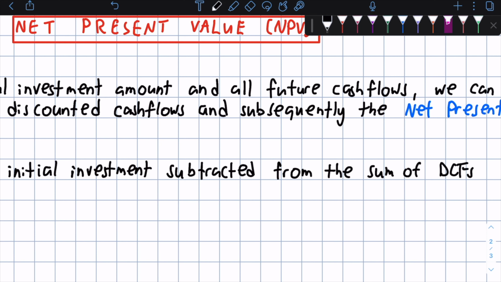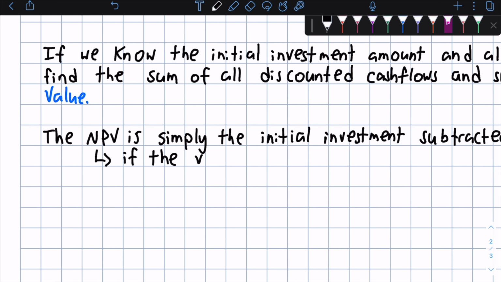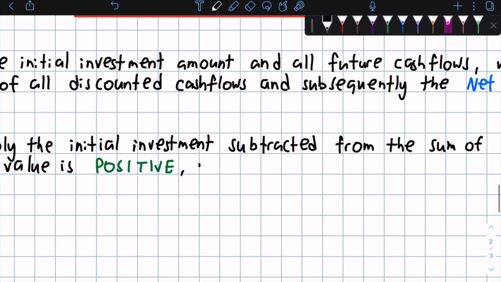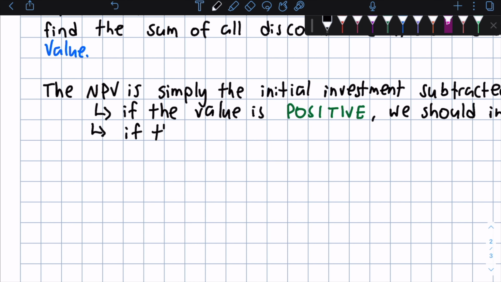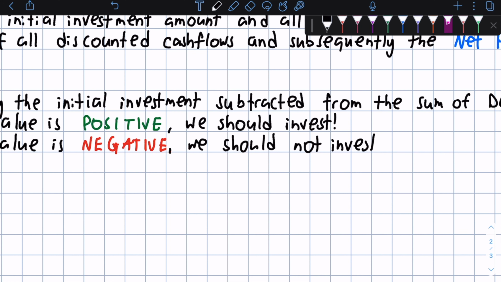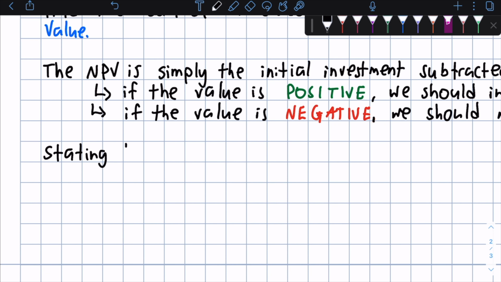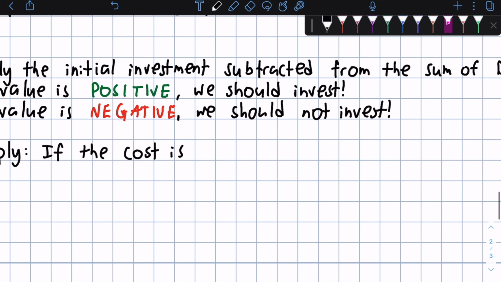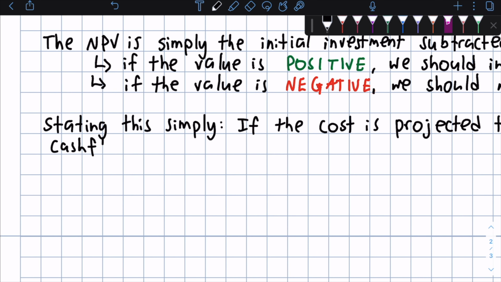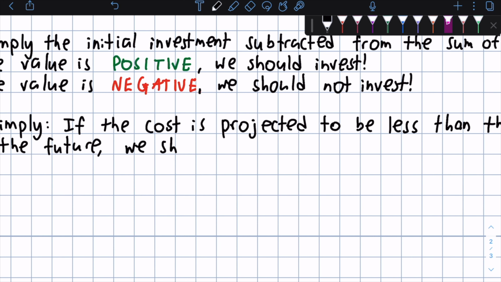So if this value is positive, this means we should invest because we're making more discounted cash flows in the future than the initial investment. But if it's negative, we should not, meaning the initial investment is more than we make. So stating this a little bit more simply, if the cost is projected to be less than the total cash flows in the future, we should undertake it because we will make money.